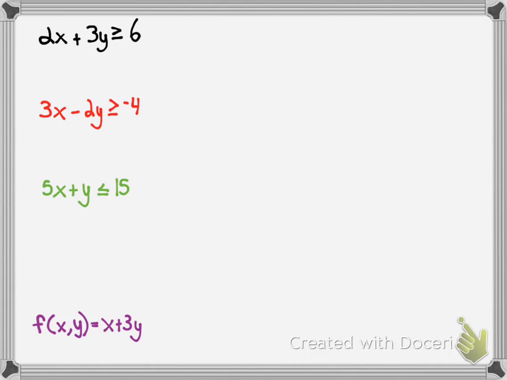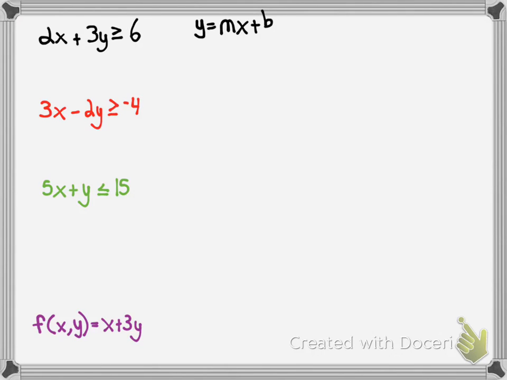So the first thing we're going to do is put these equations in a form that's going to make it easy for us to graph. My favorite form is slope-intercept form, y equals mx plus b, because it's really easy to graph from that form. To put stuff into slope-intercept form, we're just going to solve for y.